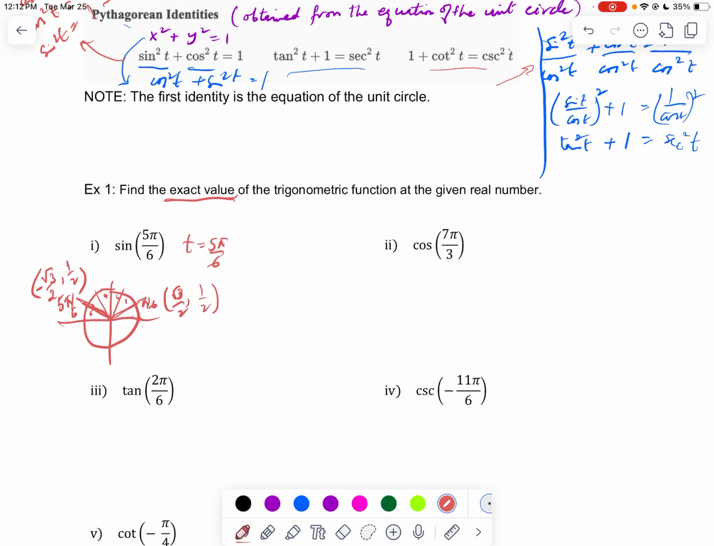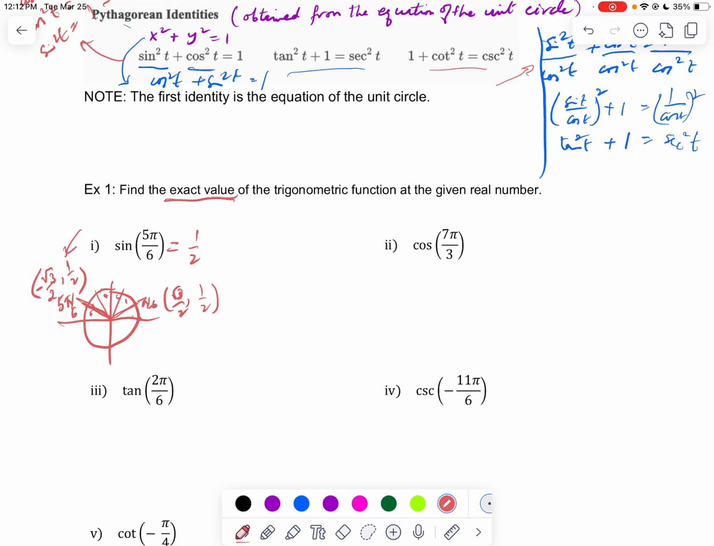So now sine 5 pi over 6. Well, how do you find it? Sine was defined to be the y coordinate. So it means the sine of 5 pi over 6 is 1/2, as the y value over here.